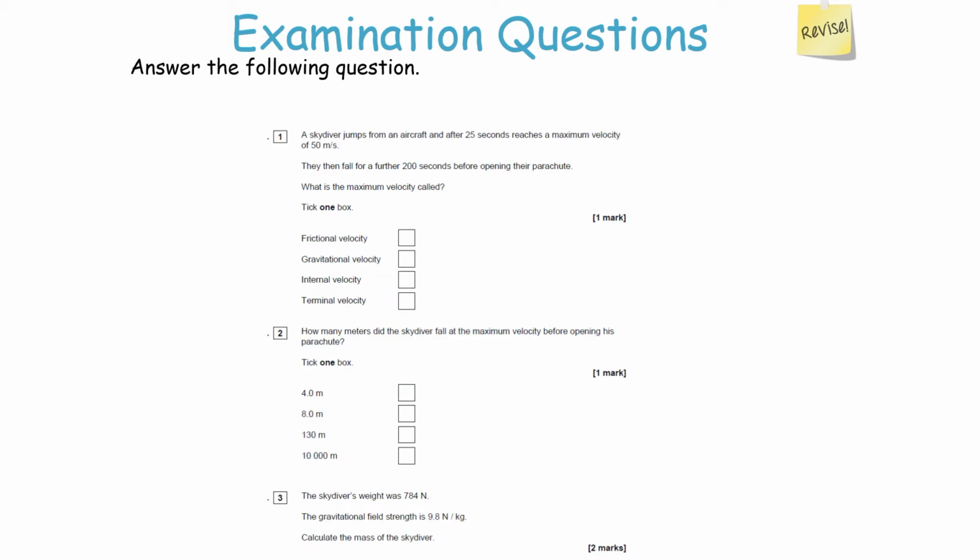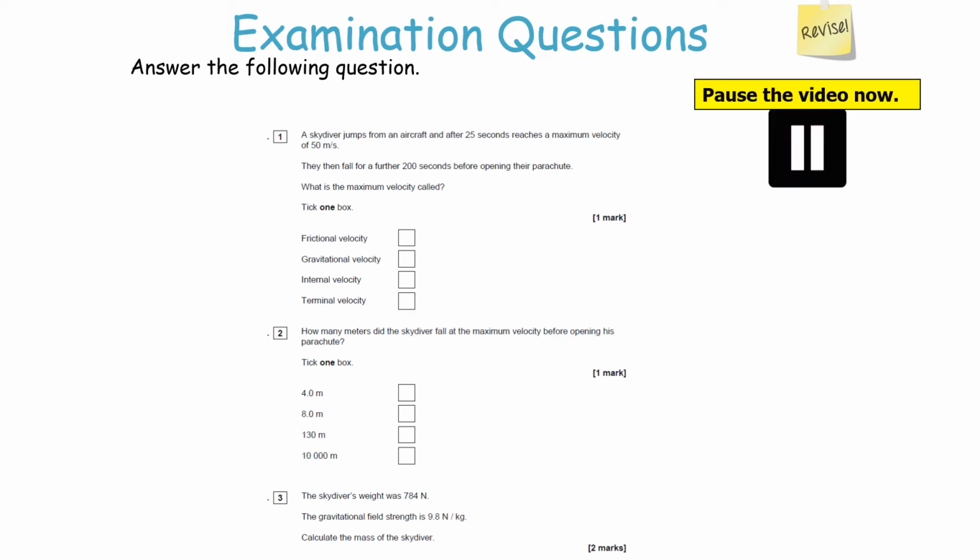Right. So let's have a look at another question. A skydiver jumps from an aircraft and after 25 seconds reaches a maximum velocity of 50 meters per second. They then fall for a further 200 seconds before opening their parachute. What is the maximum velocity called? How many meters did the skydiver fall at maximum velocity before opening their parachute? And then the skydiver's weight was 784 newtons and the gravitational field strength is 9.8 newtons per kilogram. Calculate the mass of the skydiver. So pause the video now, and now unpause the video if you want to go through the answers.